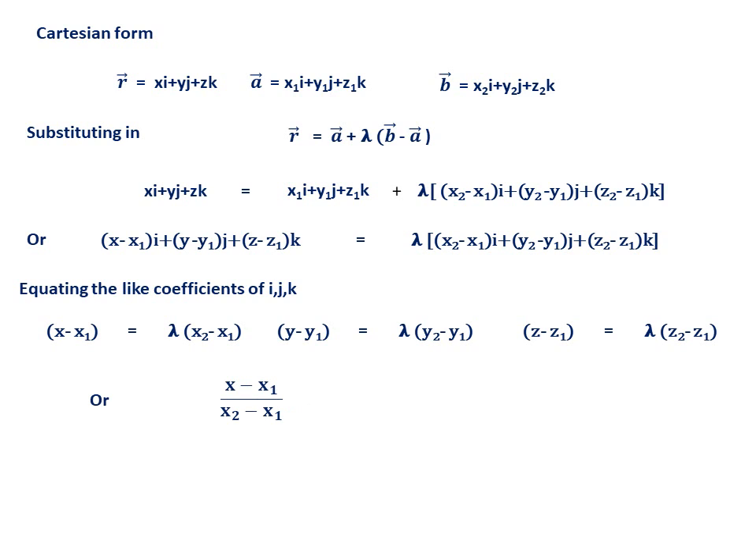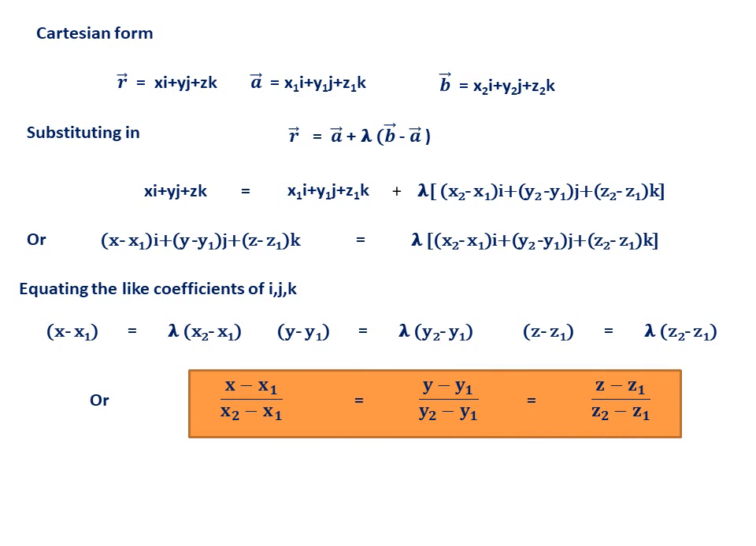Therefore, we can get (x − x1)/(x2 − x1) = (y − y1)/(y2 − y1) = (z − z1)/(z2 − z1). I have reduced one step. Actually, each one will be equal to lambda, but I have not written lambda; directly I have written the last step. So this is the equation in Cartesian form. First one is vector form. So normally you should remember both forms, vector form as well as Cartesian form.